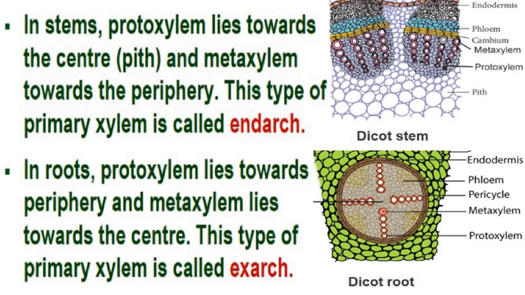Towards the center here you can see this part is metaxylem. So we can say metaxylem is present towards the center and protoxylem is present towards the periphery. This is the peripheral part. As you can see here, protoxylem is present towards the periphery and metaxylem is present towards the center, and such an arrangement is called exarch arrangement. Such type of primary xylem is called exarch. So these different types of arrangements are found in stems and roots.